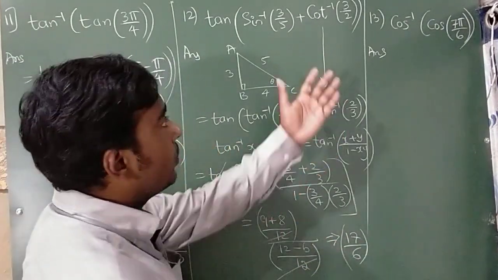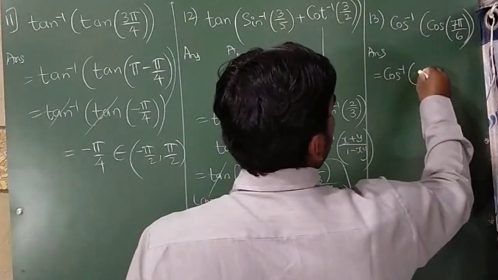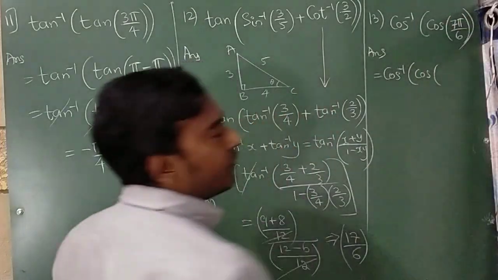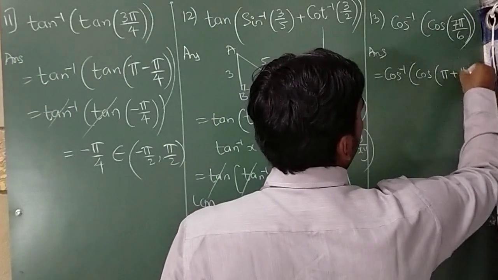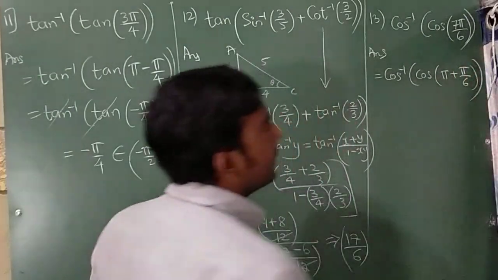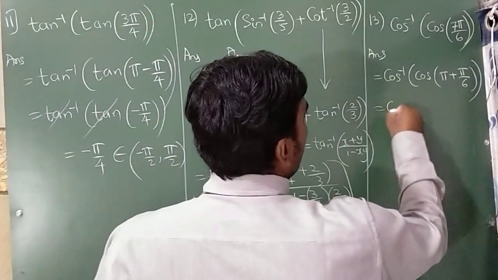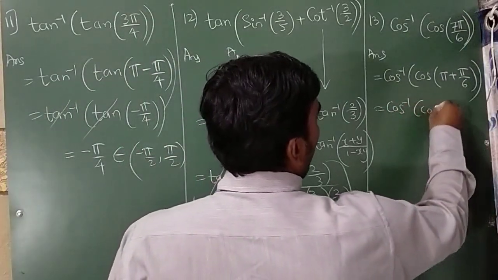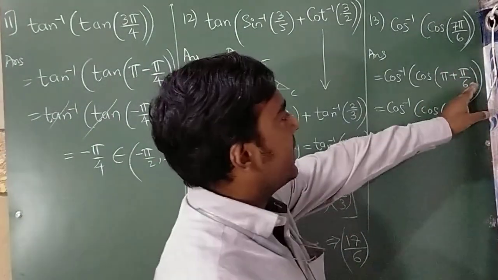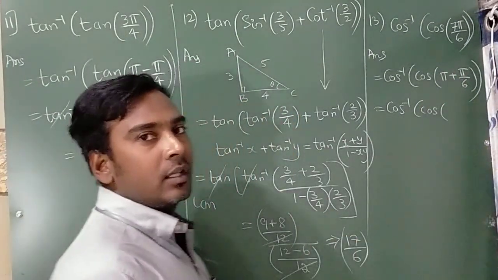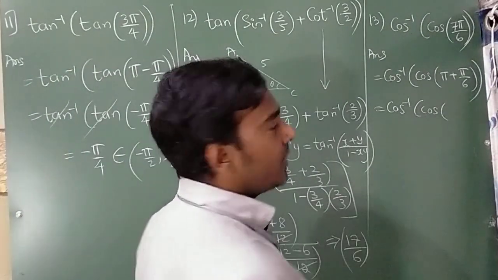Fine. Now let's move on to the 13th question. Again, to solve this is out of range. Okay. 7 pi by 6 can be written as pi plus pi by 6. If you take LCM, then you'll get that. Fine. Now here cos inverse of cos pi. Pi means 180 degree. 180 plus pi by 6 means it is third quadrant. In third quadrant, cot and tan is positive. Cos will become negative there.